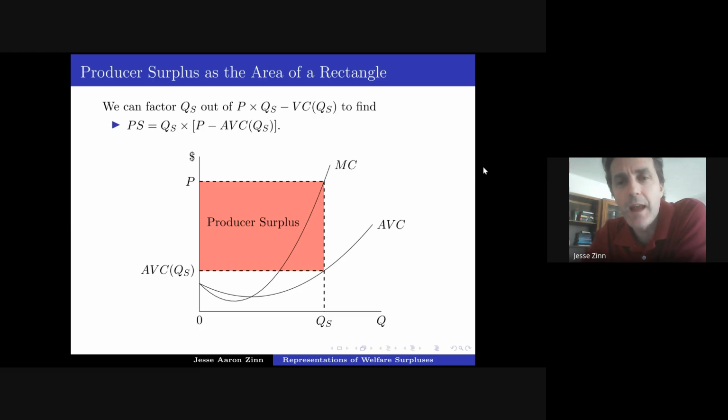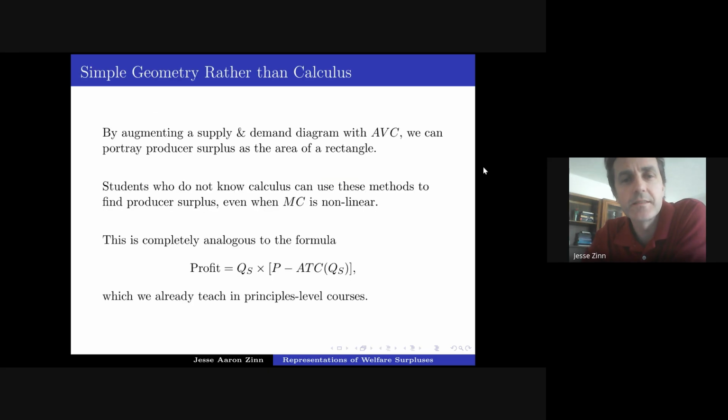But if we throw in that average variable cost curve, then that allows us to draw a rectangle and say, hey, that's going to be producer surplus, right? And so it doesn't necessarily have to be this shape, if it's a nonlinear supply curve or a nonlinear marginal cost curve, a shape where they don't know how to calculate the area of it because they haven't taken calculus yet, right?